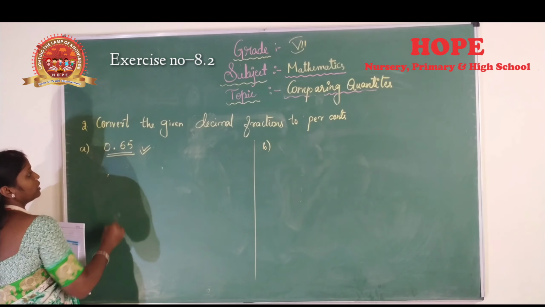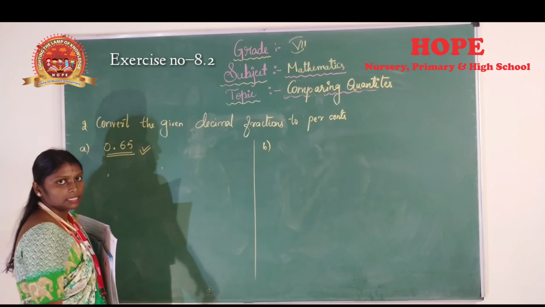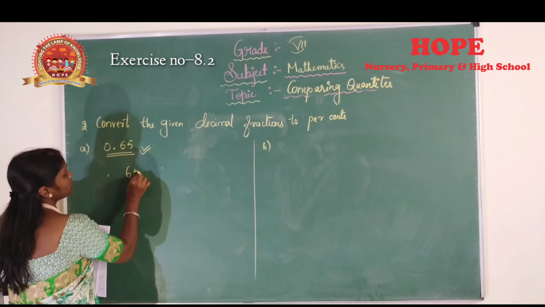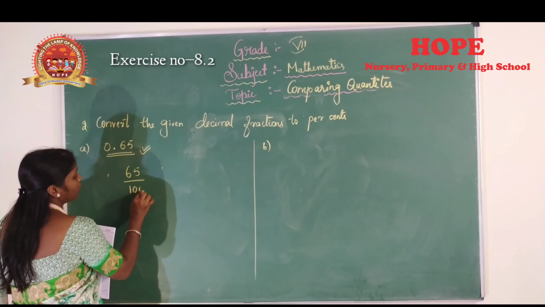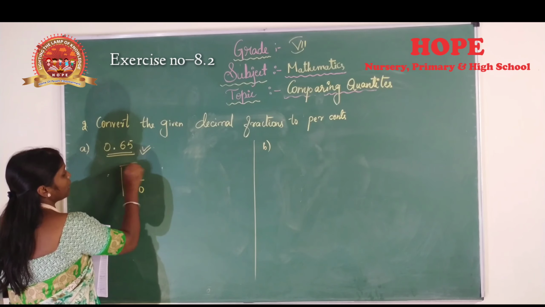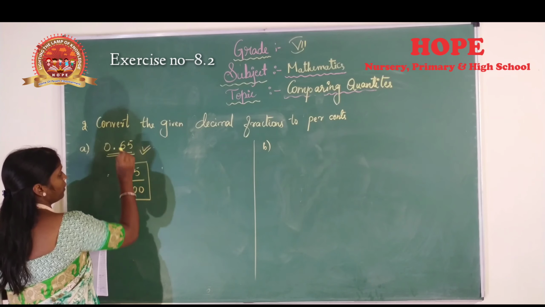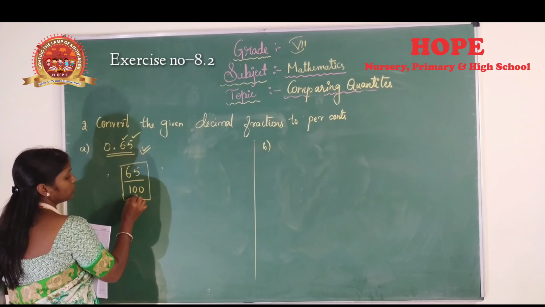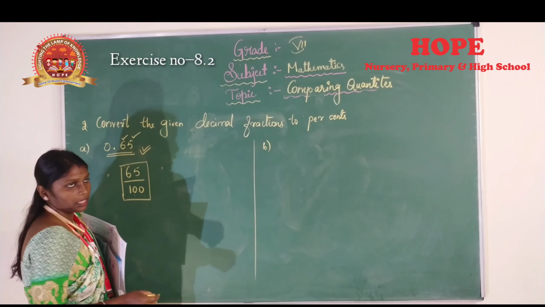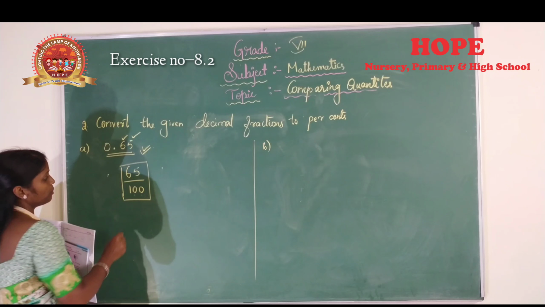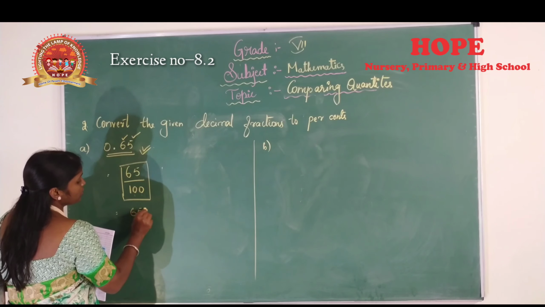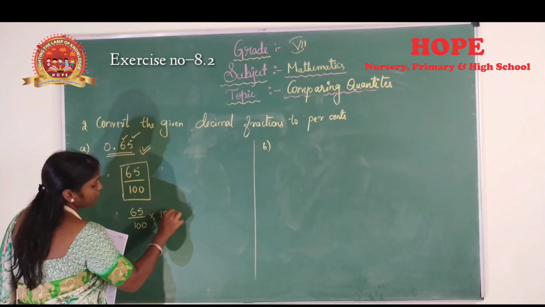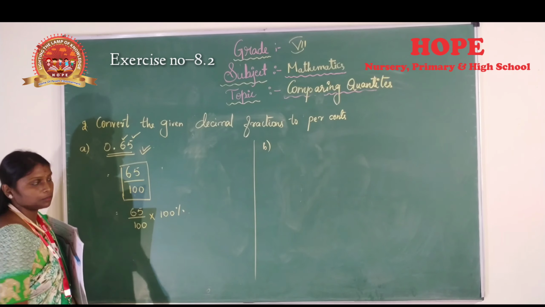So how to convert? Firstly, we have to take out the decimal point. How to take out the decimal point? 65 divided by 100. This is how we take out the decimal point. After the decimal, there are 2 digits. We have taken two zeros in the denominator, and we have taken out the decimal point. Then how to convert this into percent? 65 by 100 into 100%. This is how we do.